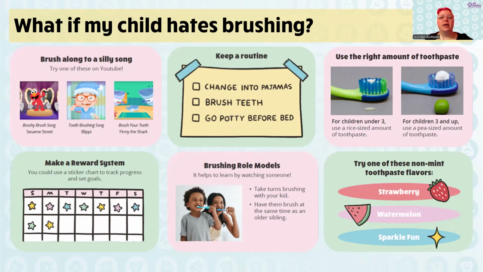Sometimes it's just the toothpaste itself that the kids don't like. A lot of times mint is too spicy for kids, so trying out a fruity or bubblegum type flavor can help make brushing a little bit easier. Also, use the right amount of toothpaste. A lot of kids use too much, and that could be a sensory overload and make it so they don't like brushing their teeth. If a child is under 3, a good rule of thumb is to use a rice-sized amount of toothpaste. For kids 3 and up, about the size of a pea.